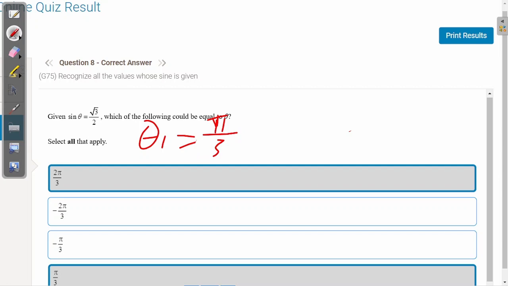And remember, for sine, the angle with the same sign is 180 minus theta. But 180 in radians is pi. So pi minus pi over 3. You make it the same denominator, so 3 pi over 3. So 3 pi minus pi, 2 pi over 3. Okay, so that's theta 2.